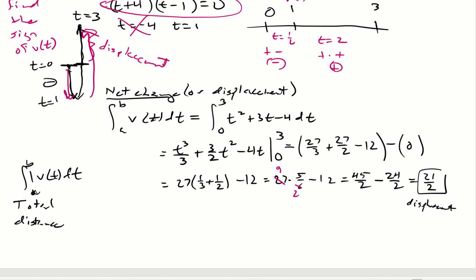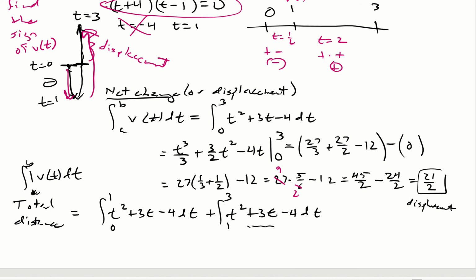So what I mean by that is the total distance is we're going to integrate from 0 to 1, and it's going to be t squared plus 3t minus 4 dt. Then we're going to go integral from 1 to 3, same thing, t squared plus 3t minus 4 dt. But here's the thing. I know this one is positive because v is positive. Oh, see it up here? V is positive from 1 to 3. I know this one's going to give me a negative integral from 0 to 1. So how do I counter that? You ready? I put a minus in front.